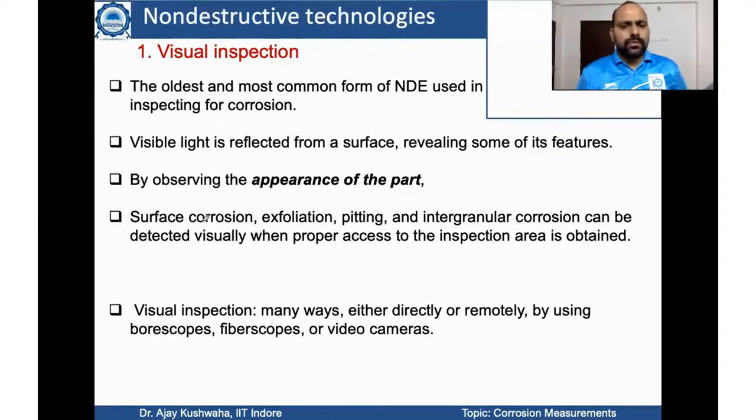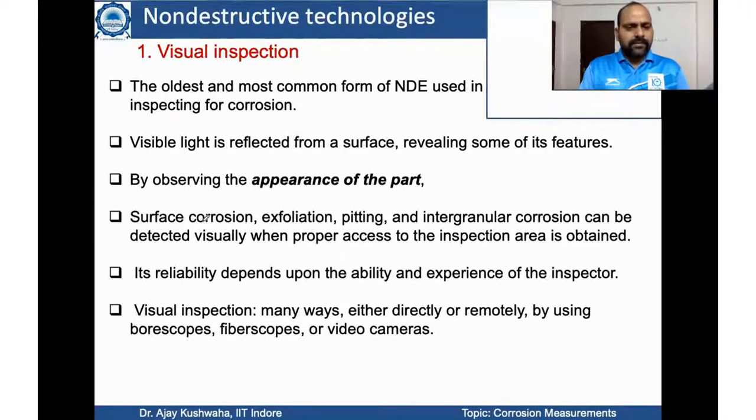Then surface corrosion, exfoliation, pitting, and internal corrosion can be detected by visualizing when proper access to the inspection area is obtained. This kind of analysis is done, and its reliability depends upon the ability and experience of the inspector. That is important, like who is doing the inspection, whether an expert or experienced person is there, his ability. So these things matter.